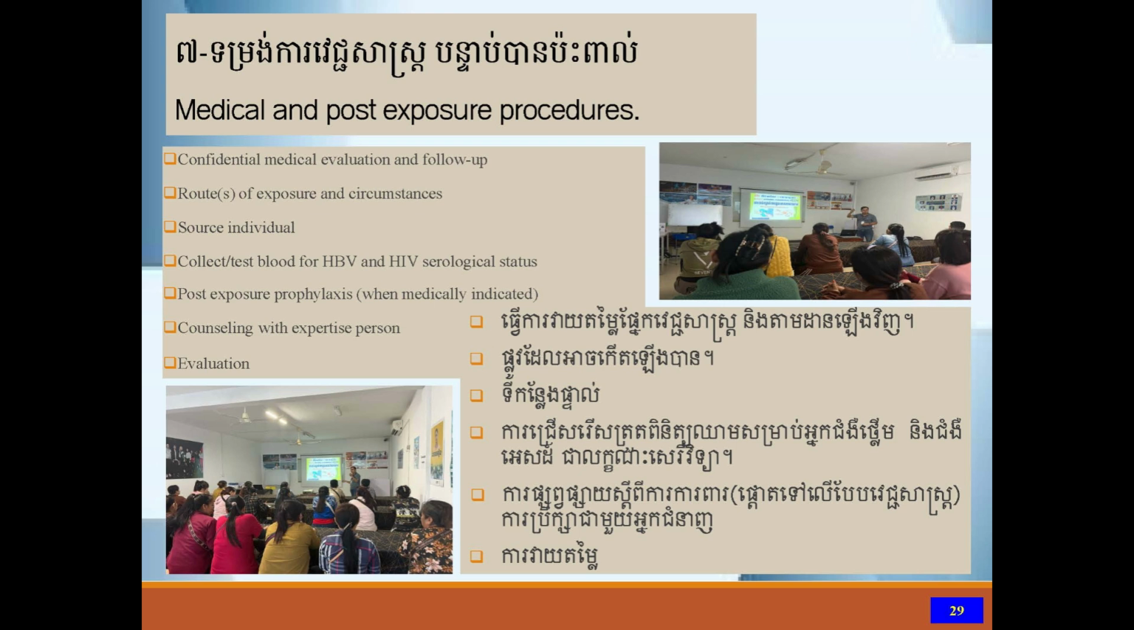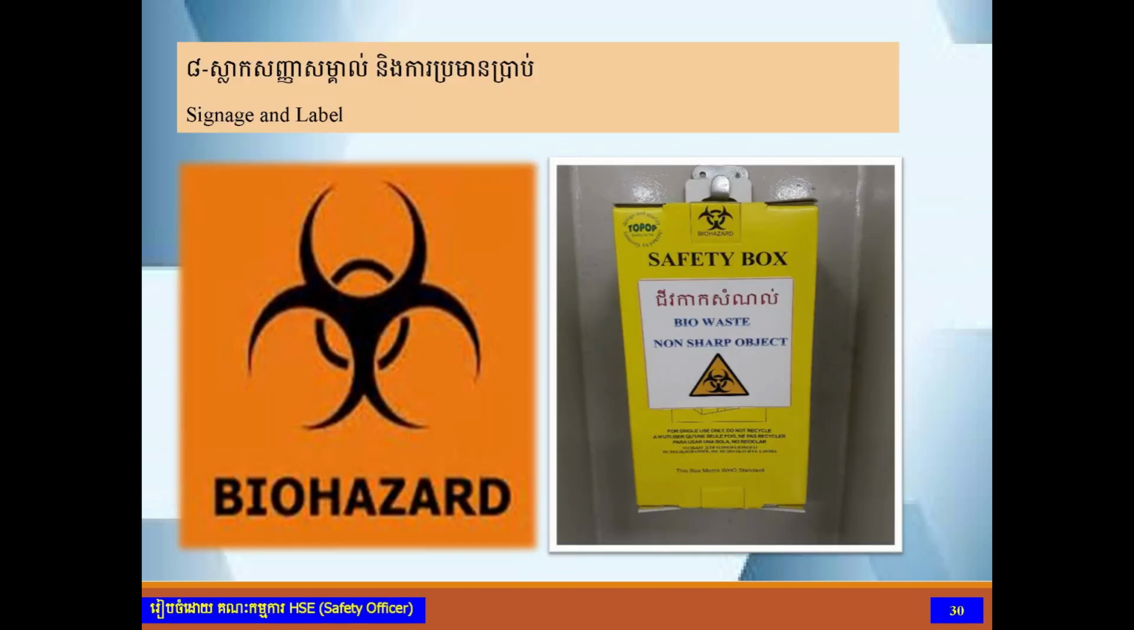Document routes of exposure and circumstances. Identify the source individual. Collect and test blood for HBV and HIV serological status. Administer post-exposure prophylaxis when medically indicated. Provide counseling by an expert and additional evaluation. 30. Signage and labels. Design posters and post them in identified hazardous areas based on the company's risk assessment.